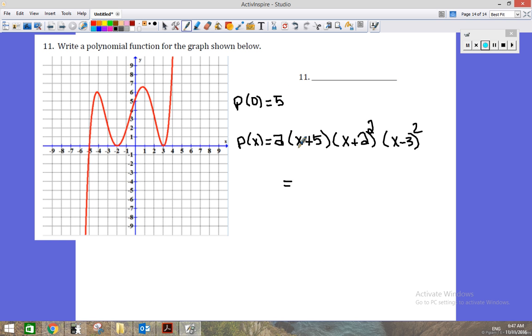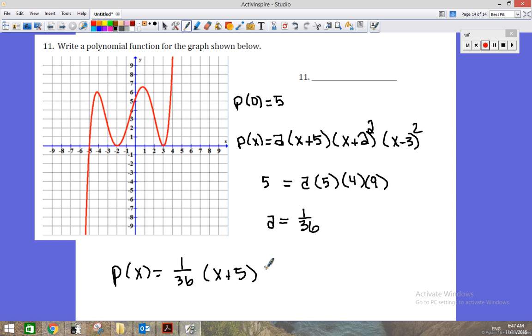So over on the right hand side, if we plug in a 0, we'll have a times 5. 0 plus 2 is 2, and 2 squared is 4. 0 minus 3, -3 squared is 9. And I need this to equal 5. So I need this 36 to cancel, so I need a to be 1 over 36, because divide both sides of the equation by 180, and you'll get 1 over 36. So this polynomial function is 1 over 36 times x plus 5 times x plus 2 quantity squared, and x minus 3 quantity squared. So if you input 0 and you multiply 5 times 4 times 9, 180 divided by 36 is 5.